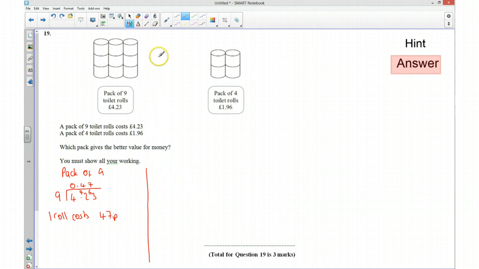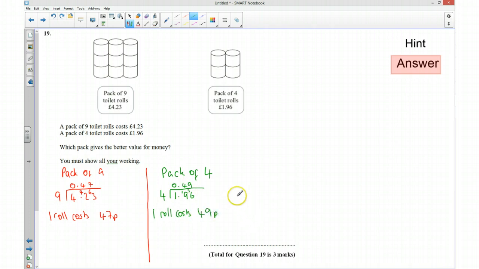Okay, and now I'm going to have a look at the pack of 4. Okay, so this time we're going to see how many 4s go into £1.96. So 4s into 1, 0 there and a point, and carry the 1. 4s into 19, that's going to be 4 remainder 3, and 4s into 36 is going to be 9. So with my pack of 4, one roll costs 49p.